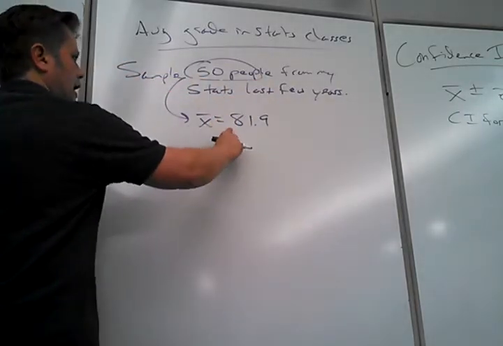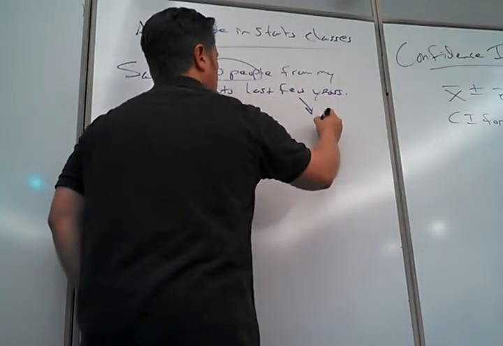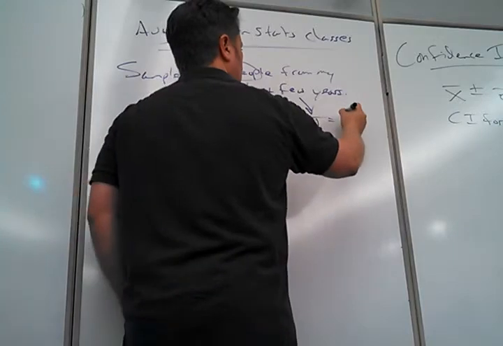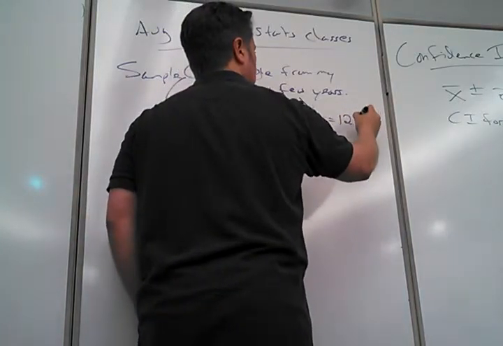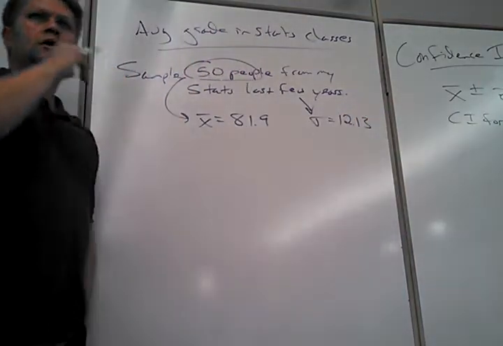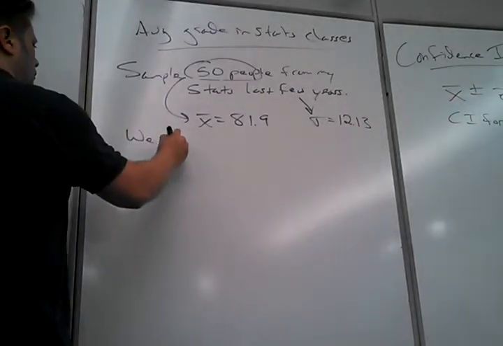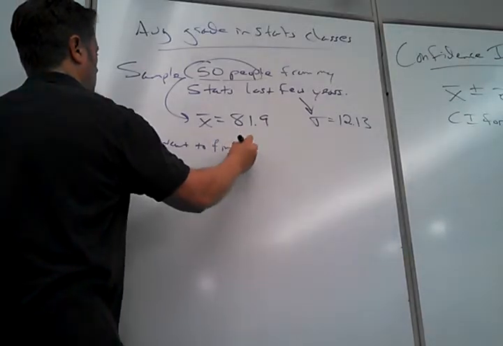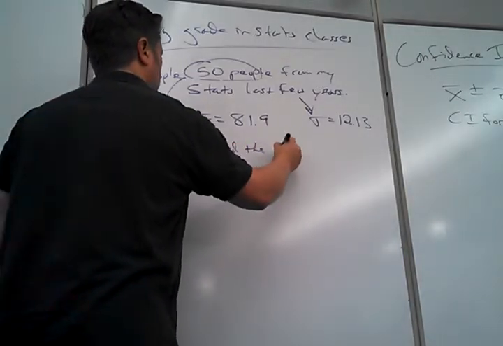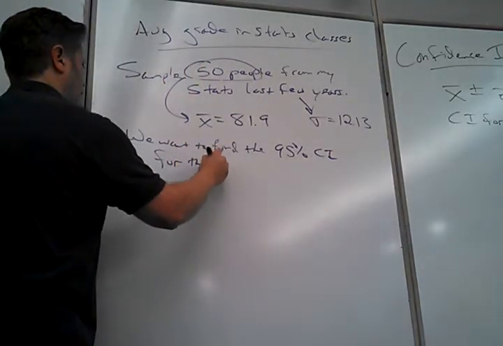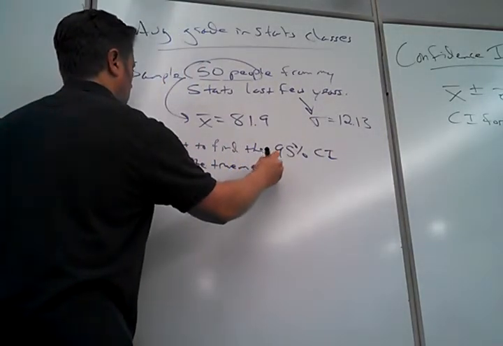So let's say we got X bar is 81.9. I tell you that the standard deviation for my grades has been 12.13. So say we want to find the 95% confidence interval for the true mean final grade.